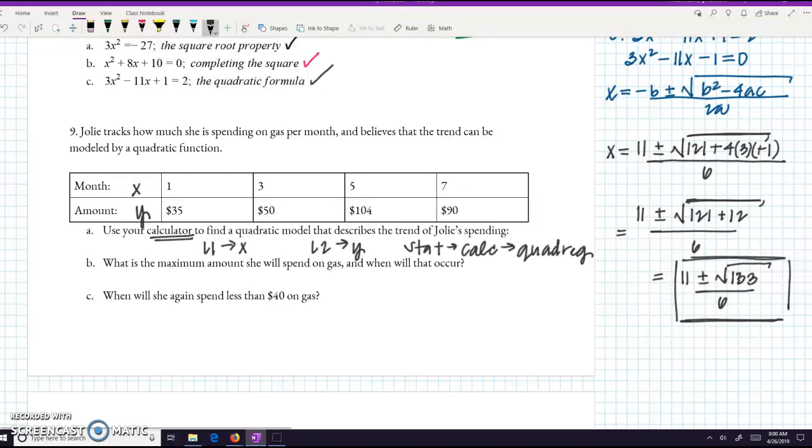So once you do that, you'll end up with a quadratic equation. It will give you an a, a b, and a c term. So it will say something like ax squared plus bx plus c, and then it will report the values for a, b, and c. So you're coming up with a real-world model for this data. Once you have that equation from your calculator, part B asks you about the maximum amount. Just find the vertex in that case. And then when it asks you when is she going to spend less than $40, you're just going to set your equation up in an inequality where it's less than 40.